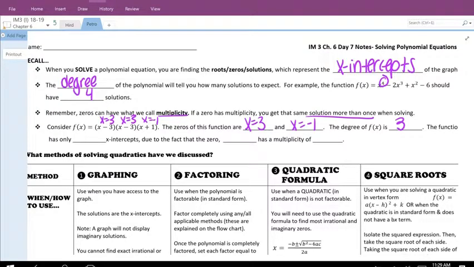That's all that means. The function only has 2 x-intercepts due to the fact that the zero x equals 3 happens twice. All it's saying is that we have only 2 zeros, but because x equals 3 happens 2 times, that's why we have a total of 3. You can count it: 1, 2, 3. So that's background knowledge: when you're diving into a problem, you should know at least how many zeros you should have in the very beginning.